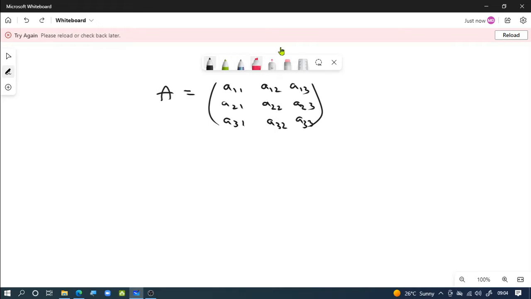For the Leibniz method, as part of the working, we repeat the first column on the right side of the matrix, and the second column as well.